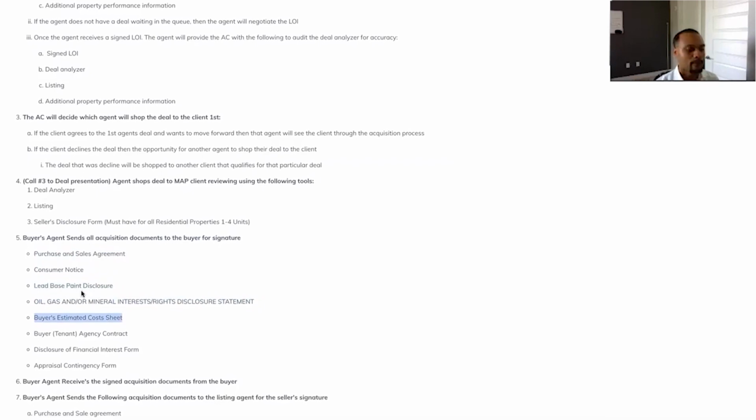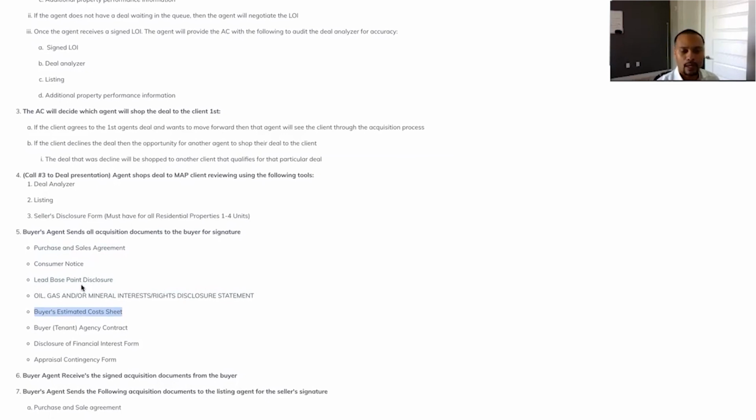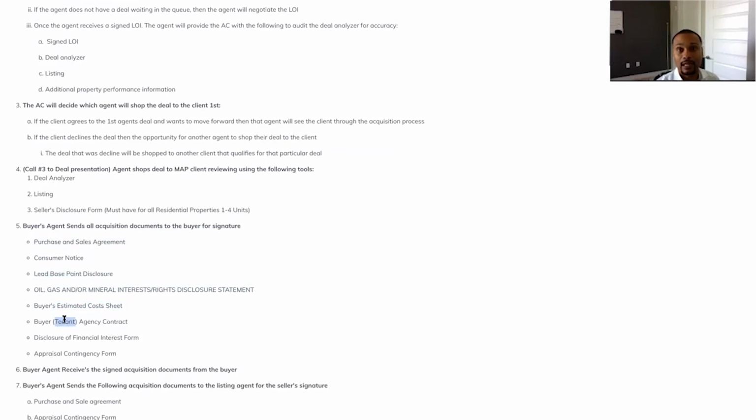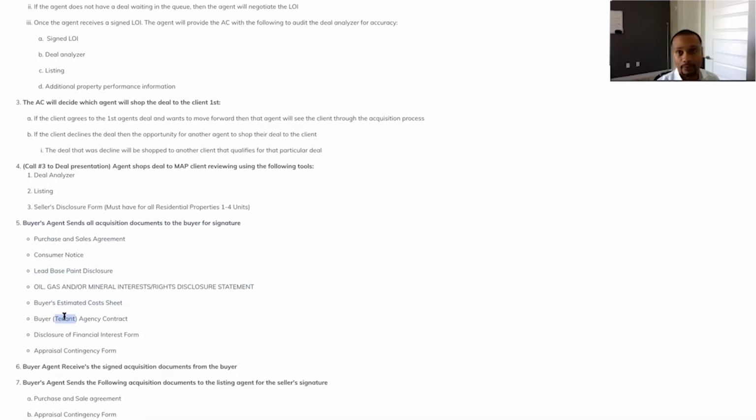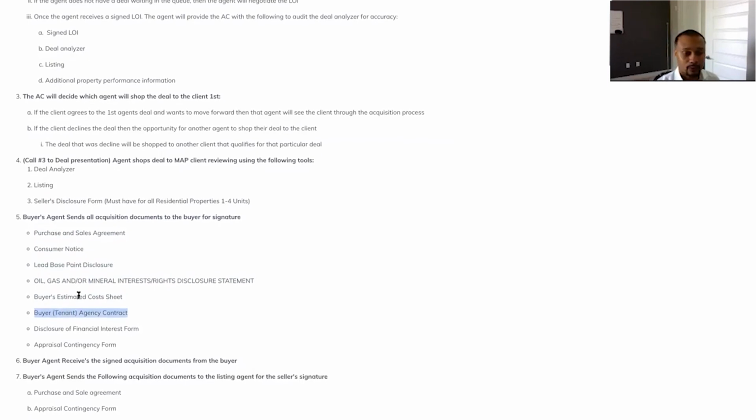So you might be thinking, how do I know how much the closing costs will be when I buy this property? Here you go, right here, the cost sheet. It may apply to you if you're buying properties of 1 to 4 units. If it's 5 and up, you might not receive that, but we'll let you know. We'll advise you what documents to sign.